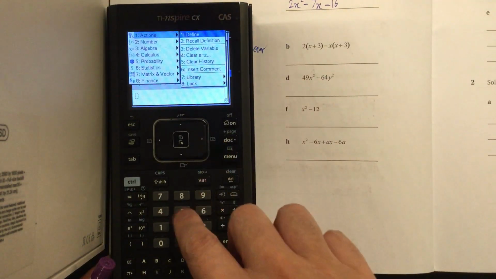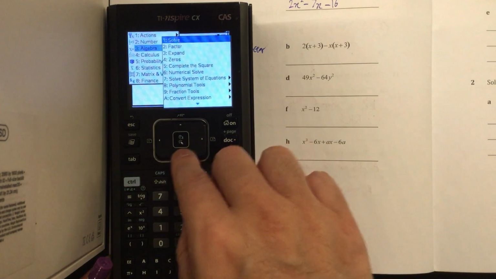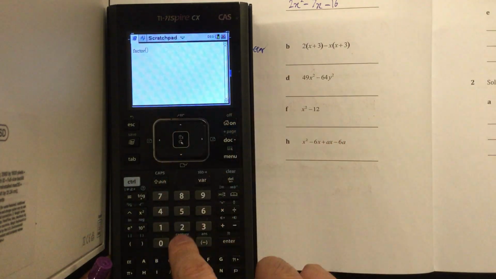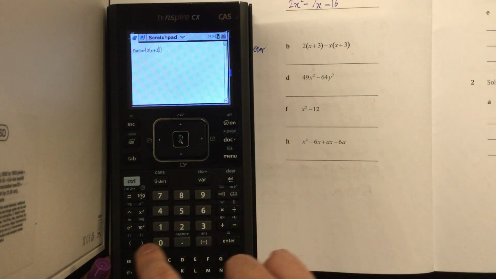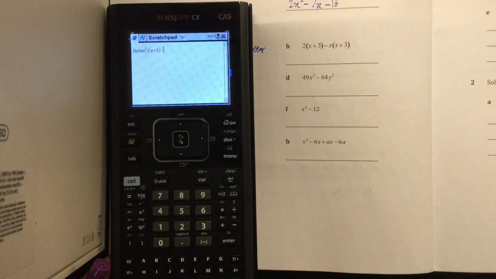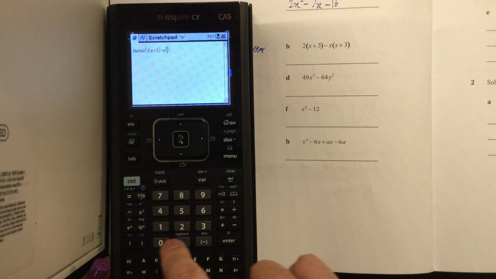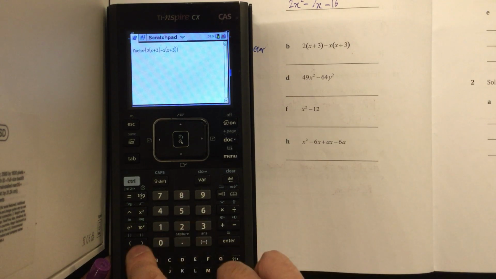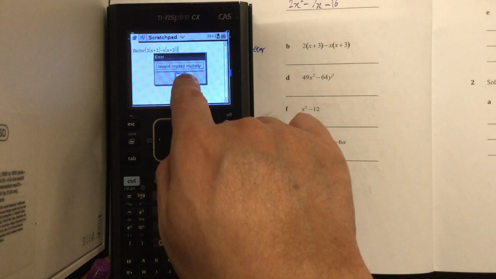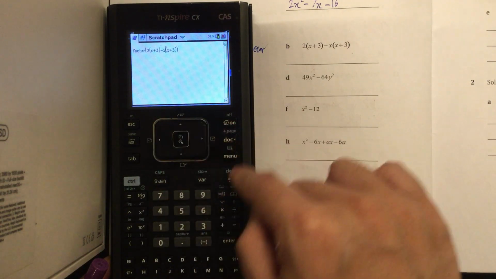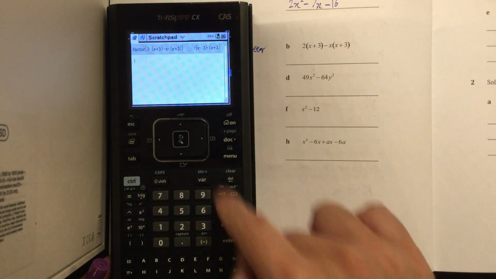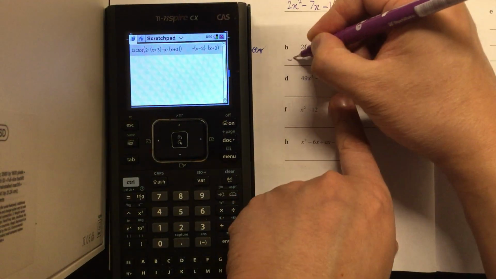So let's clear the page. We go Menu, Algebra, Factor, all right? 2 bracket x plus 3, close bracket, minus x bracket x plus 3, bracket. Got a problem? Why? Let's go back to here. See, x squared, there's an x outside. There we go. Okay.